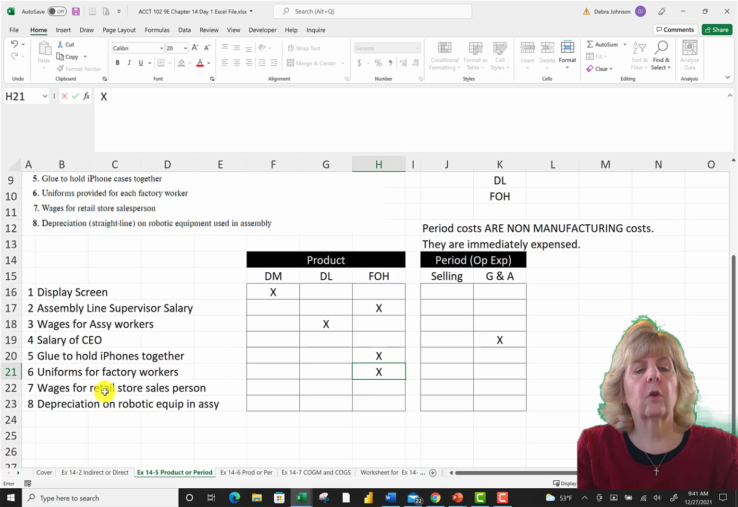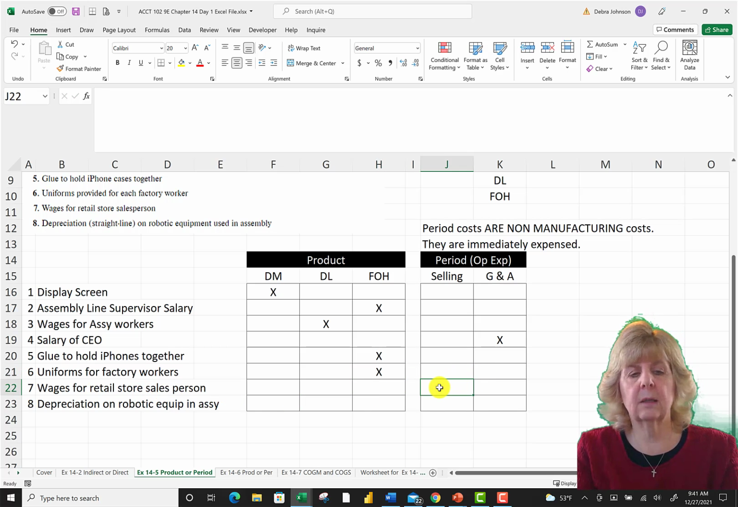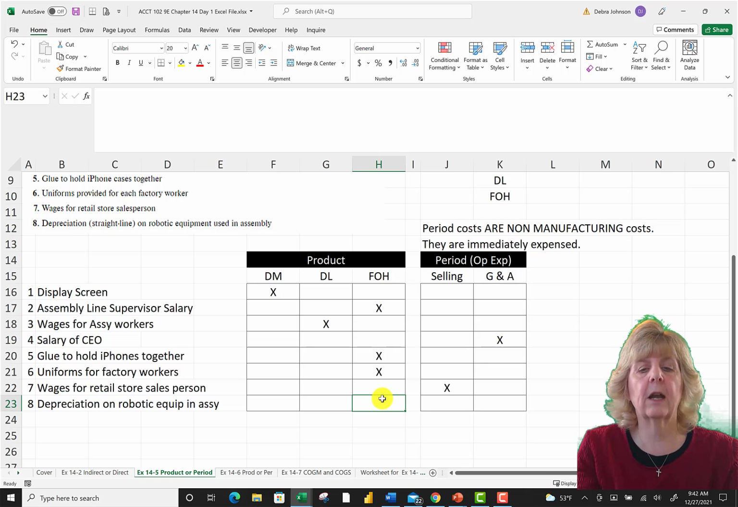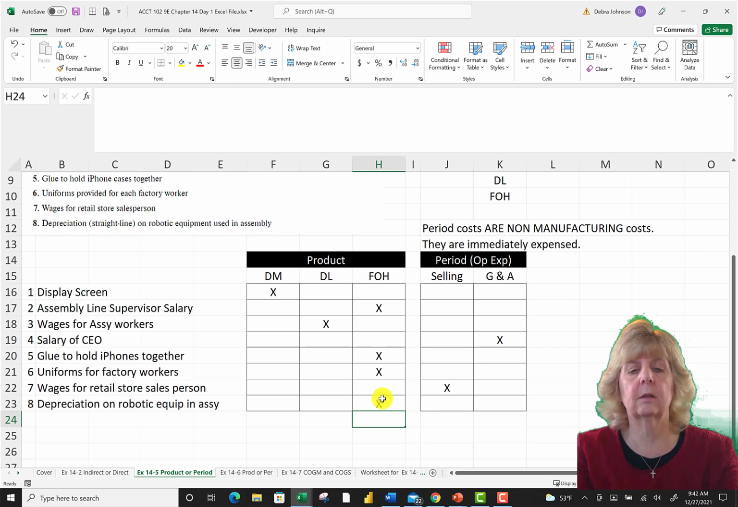Okay, wages for the retail, that's a key word. If you see the word retail, that is a selling expense. The retail workers are not in the factory. They're in a retail store selling the iPhones. That is an example of a selling expense. And then the last one, depreciation. Depreciation of any kind is considered a factory overhead cost.